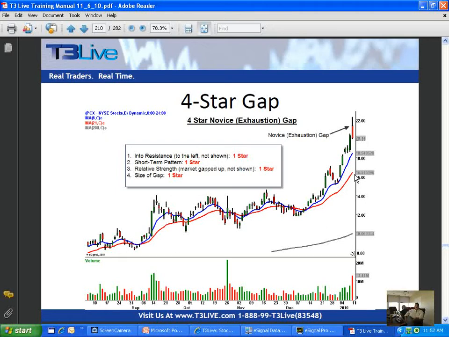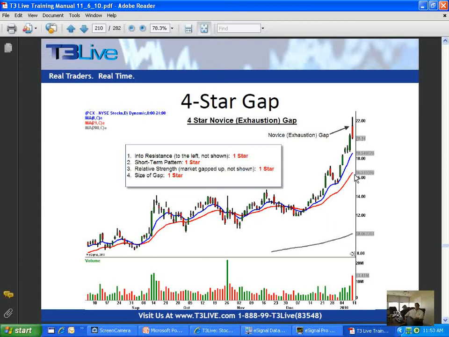So, again, the 4-star rating into resistance, which is not shown. In this picture we couldn't fit it all in, so the stock is gapping into resistance, meaning that to the left, the 22, where you can see where it opened, had acted as prior resistance. Again, it's not shown in this picture. So it's into resistance. So that's 1 star, right? It's 1 star. The short-term pattern is intact, meaning it's still in its uptrend. Again, 1 star as a novice, as an exhaustion gap.